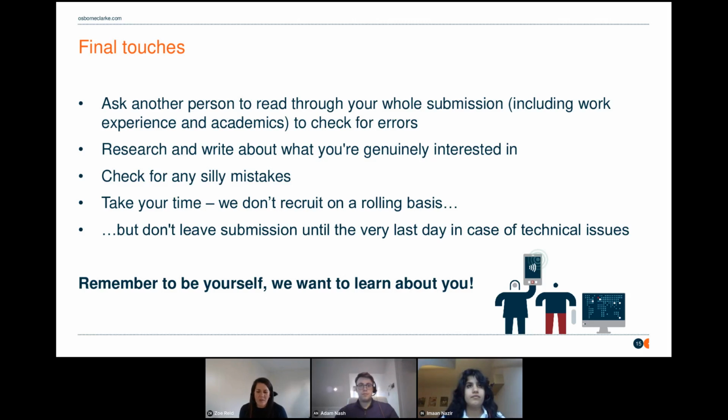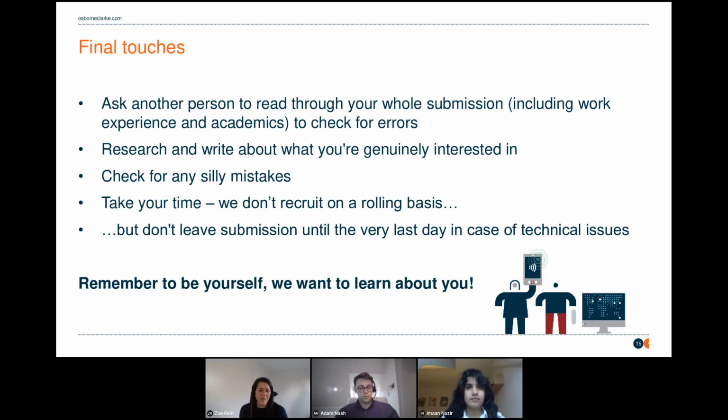Take your time. As I've mentioned, our application form is open until the middle of January. So there is plenty of time for you to do your research and for you to construct some really strong answers. But on the flip side, don't leave your submission until the last day, just in case you get any technical issues with the platforms.